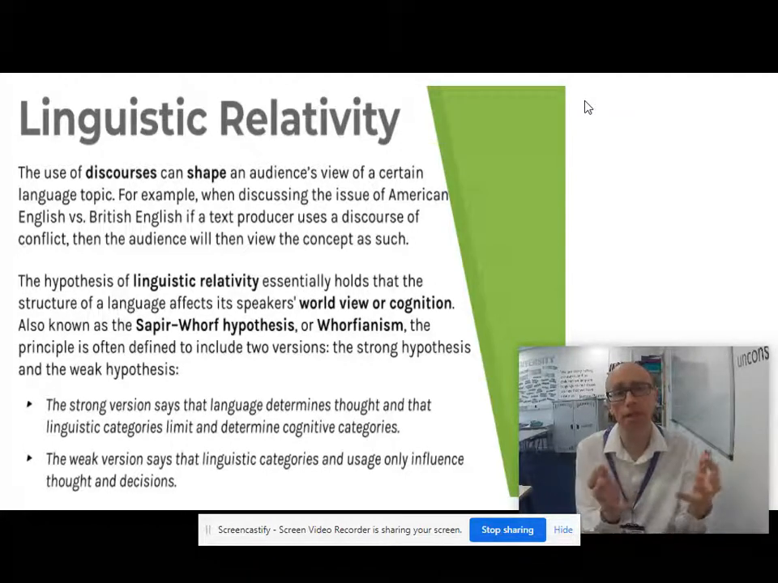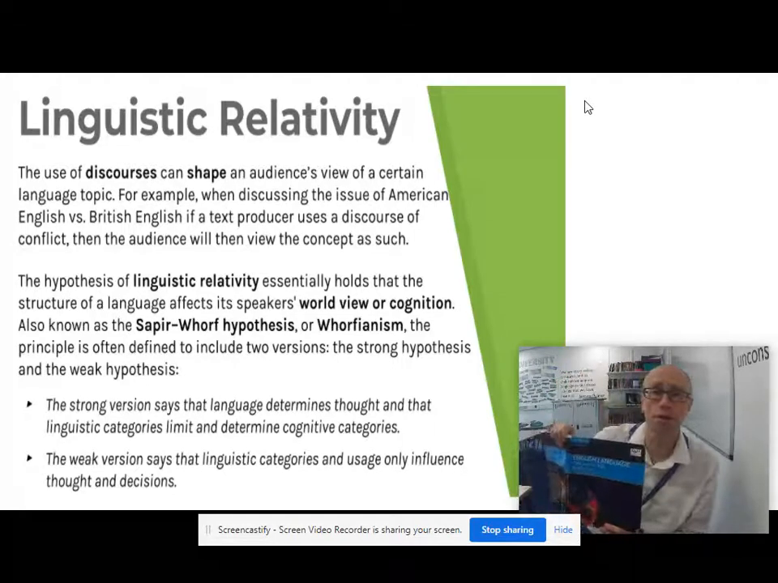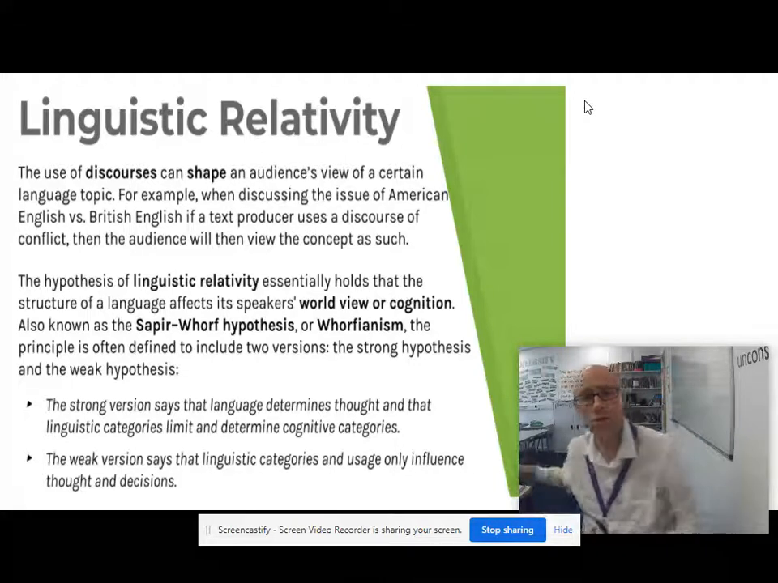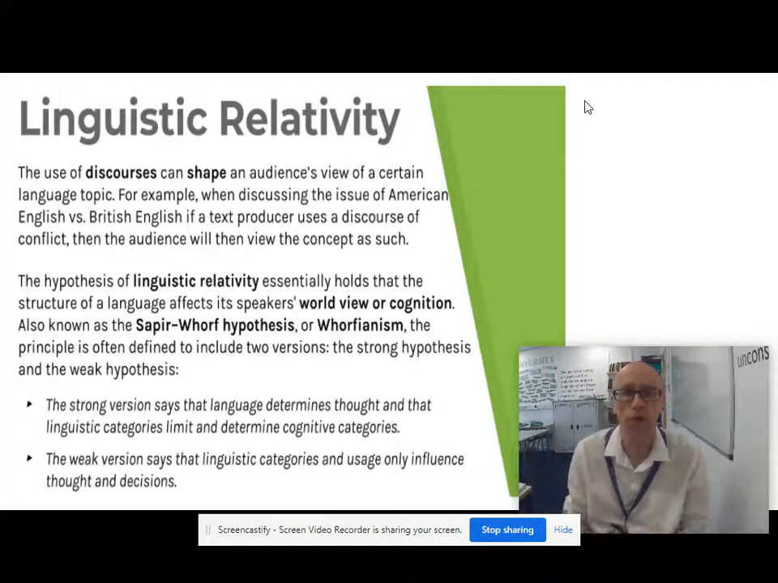Now, you could link this in with linguistic relativity, which is explained in the good old trusty AQA textbook on page 81. Sometimes it's called the Sapir-Whorf hypothesis, and this is the idea that language doesn't just shape somebody's viewpoints about things, but it actually determines the way that you perceive and experience. Okay, so the strong version of the linguistic relativity concept is that language determines thought.